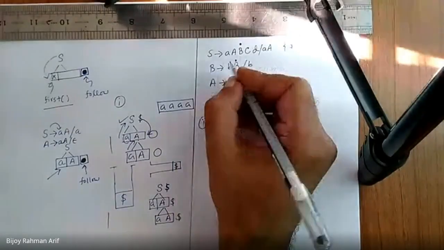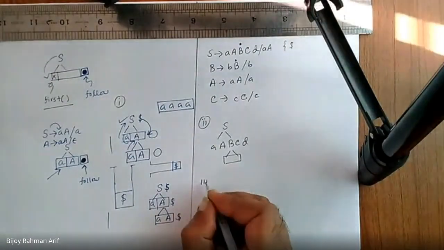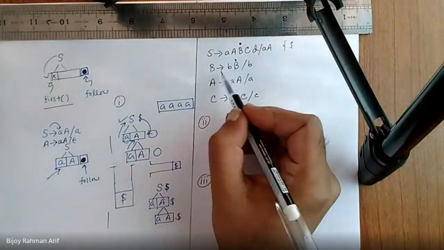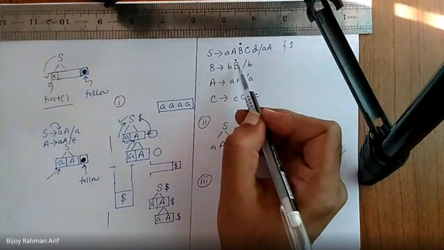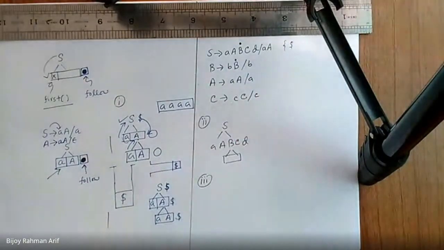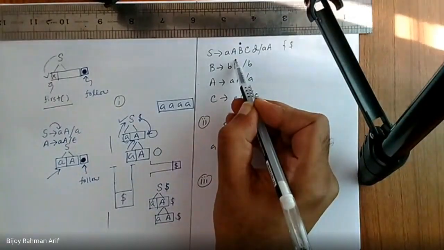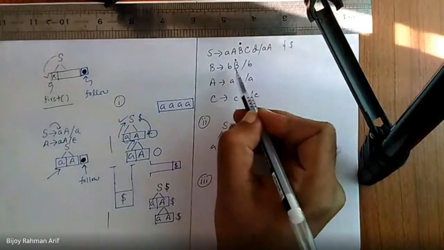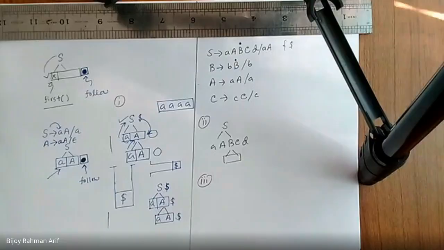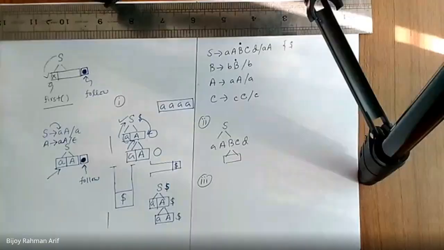Now we are done with rule number 2. Let's come to rule number 3. If it appears at the end, then what would be the follow of something? It is coming at the end of the product. Then what would be the follow? After B there is nothing. So how can you find the follow? Dollar?